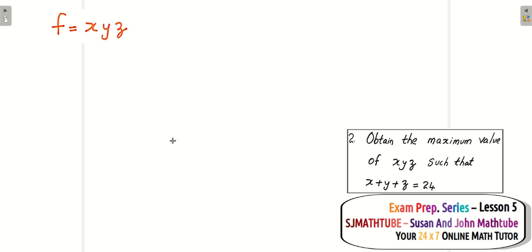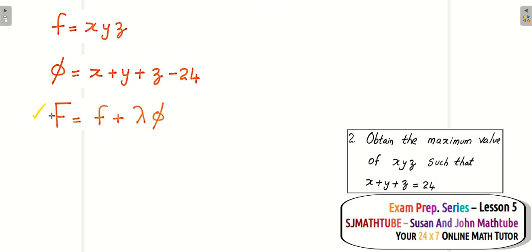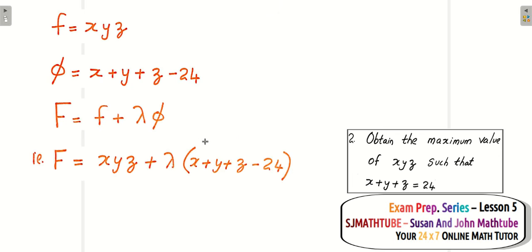So let f equal x into y into z. For the condition, I take everything to the left side and equate it to 0, and I'll call that quantity phi. Then I'll form the Lagrange's function, and here I have the Lagrange's function. I hope you remember the process.